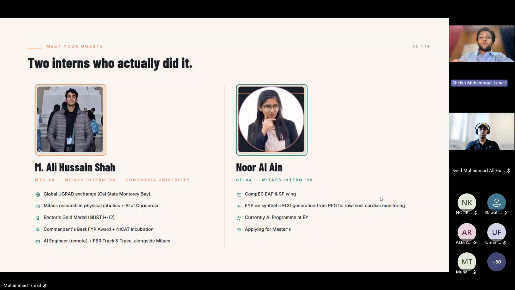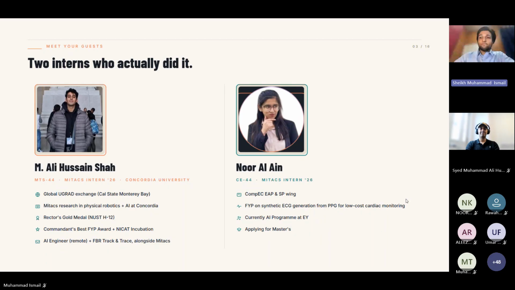His final year project won the Commandant's Best FYP award along with a full year of incubation. And alongside all of this, he is working as a remote AI engineer with FPR on their track and trace initiative. Sir Ali, welcome and thank you so much for making time for us tonight.